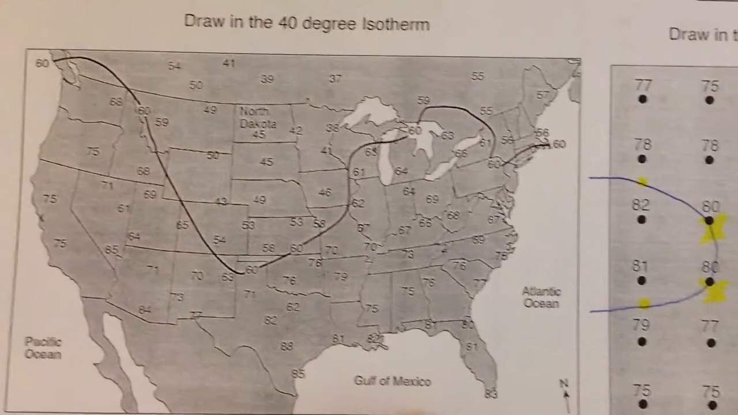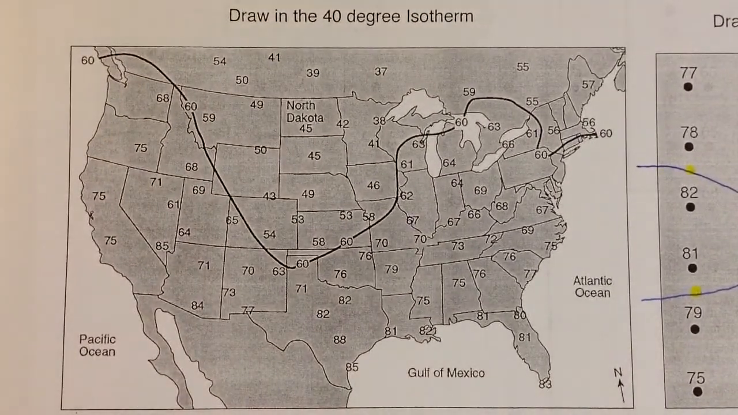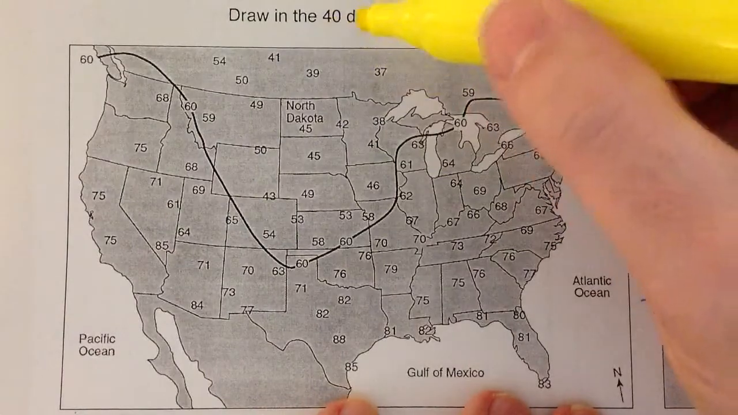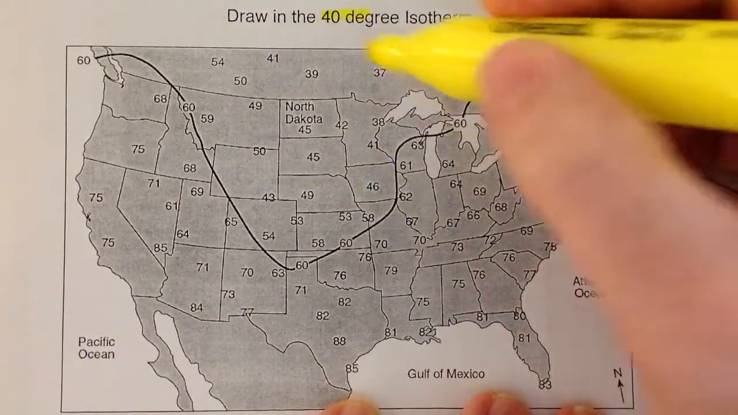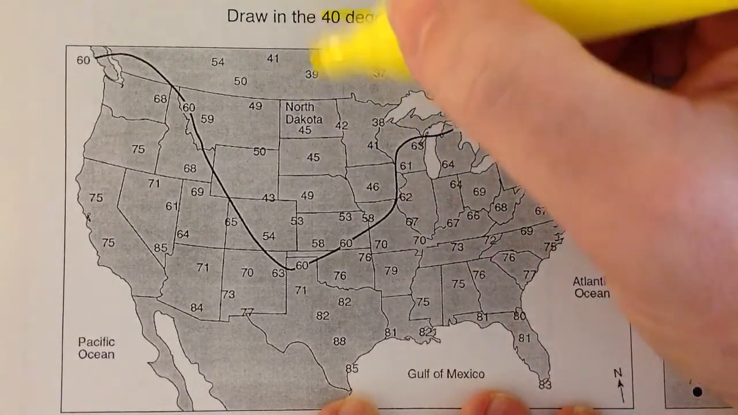You can also get field maps that are called isotherms. Isotherms are values that connect equal temperature. In this map, I'm going to do a harder example. I'm going to connect the 40 value. What's tough about that 40 value is that there's no 40s physically given to you. So you have to find them.